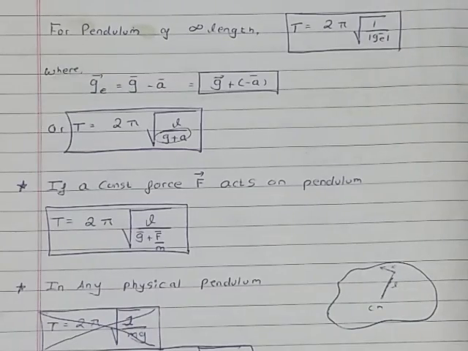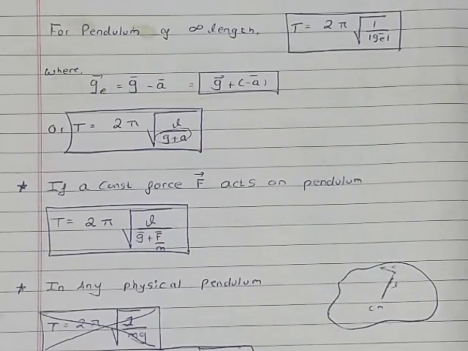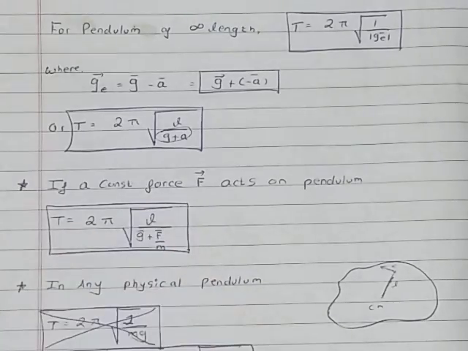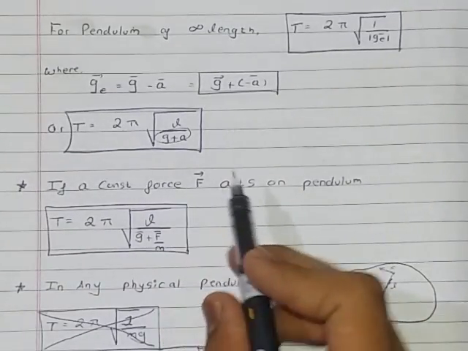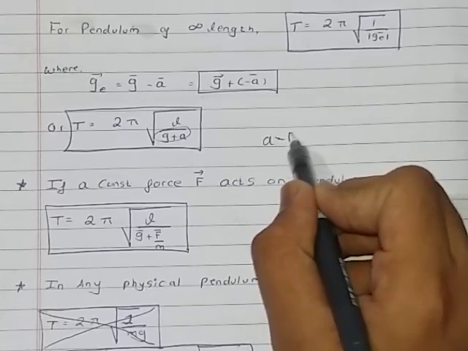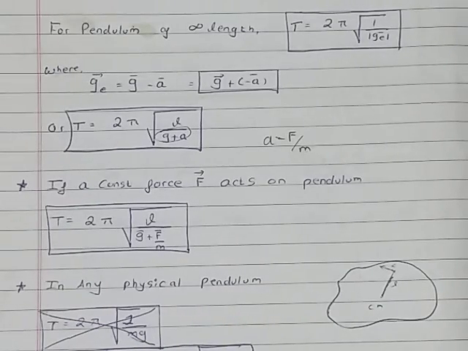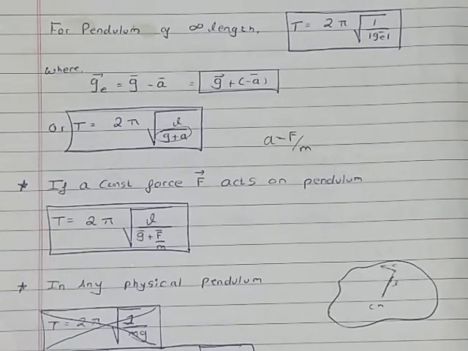And if a constant force acts on a pendulum, we can say a damping force or something, then time equals 2 pi root of L upon (g plus F by m), since a is simply F by m. Acceleration equals force over mass. Come on, F equals ma. So time equals 2 pi root of L upon (g plus F vector upon m).